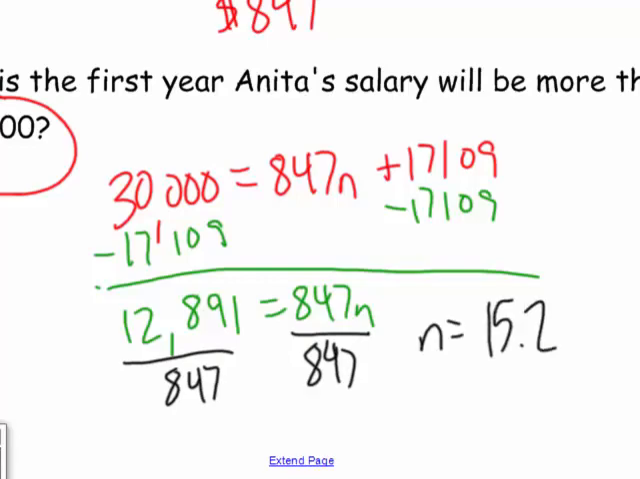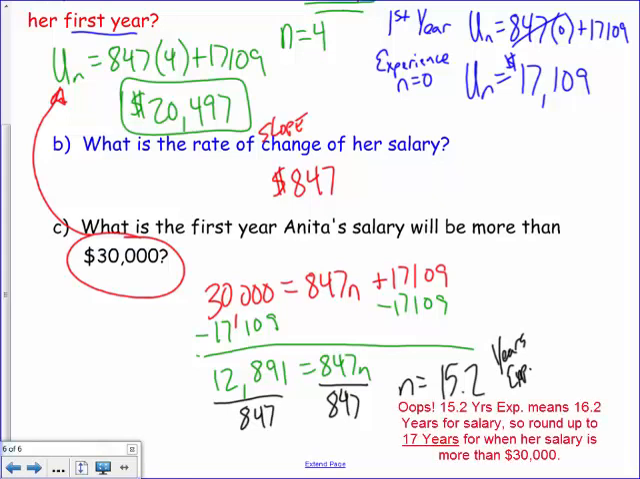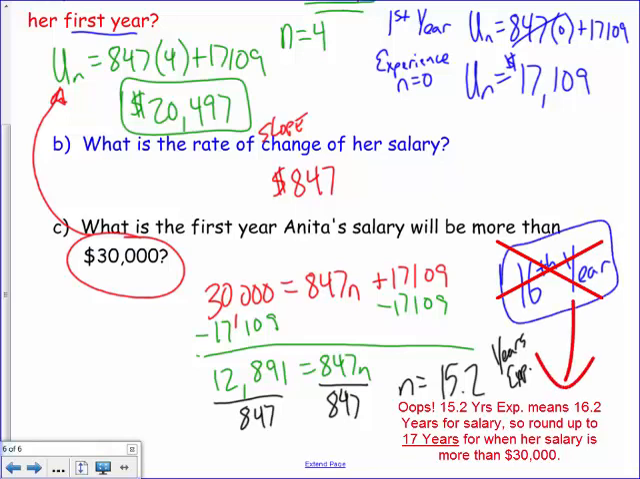15.2. So be careful. So 15.2, what does that stand for? That's her years of experience. And what does it say? What is the first year Anita's salary will be more than $30,000? So she'll have 15 years experience. So technically, that's her 16th year, correct? So in her 16th year, because she'll already have 15 years experience, her salary would be more than $30,000. So just be careful on how it's worded. Okay, and take a look. And that's why having those explicit equations is helpful, because we can just plug things in and solve.